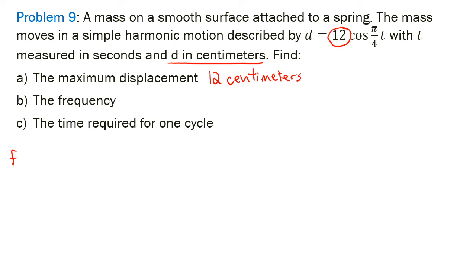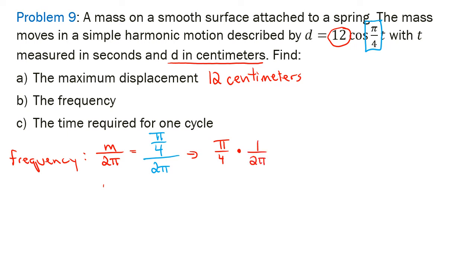Frequency, once again, has a formula. It's going to be m over 2 pi. It's just the formula for the period flipped upside down. It's the reciprocal. M is going to be the pi over 4 that we have in front of t. So pi over 4 all divided by 2 pi. This is where we can use keep, change, flip. Going to keep the pi over 4 the way it is. I'm going to change the divide to a times, and I'm going to flip the 2 pi to be 1 over 2 pi.